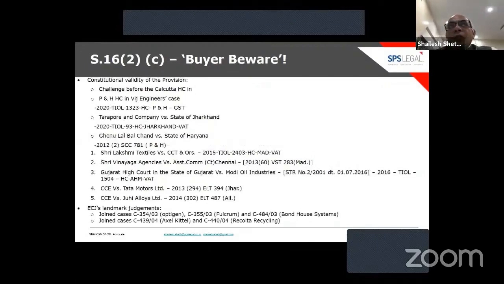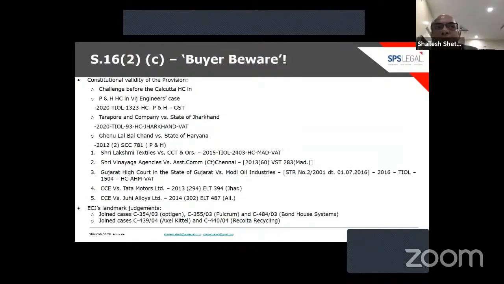Having said this, let us now look into whether this provision is constitutionally valid or not. And in the earlier VAT regime, a similar type of provision has been challenged in number of cases before different high courts. This is, more or less, the majority of the cases which I have cited here. And in all these cases, the high courts have clearly taken a view that a buyer cannot be made to do something which is impossible. No law ever compels anybody to do the impossible.